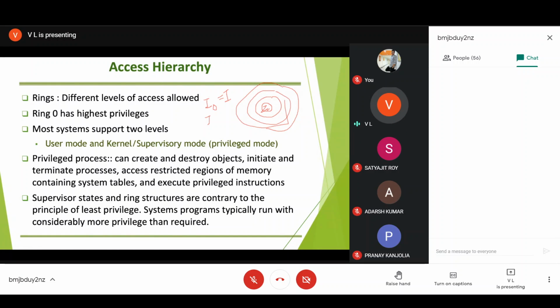But at ring 1 it will be a subset of I0. It is going to be a proper subset because they will never be equal. So there are some instructions which are not allowed at ring level 1. Similarly, at ring level 2, some instructions will not be allowed and it will be a subset of I1. And then there is I3, which is a subset of I2. So there are some instructions which cannot be executed at the third ring level. So this is the level which has the least privilege, and this is the level which is used for user mode.